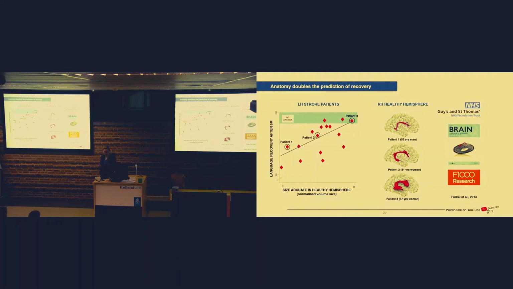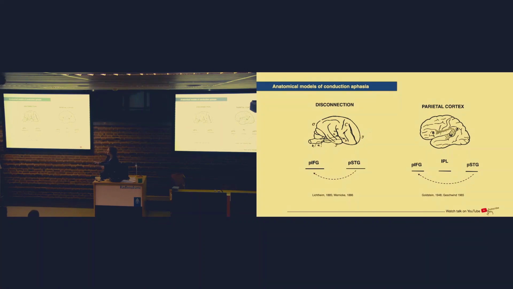Now, we were also interested in the classical disconnection syndrome, which is conduction aphasia. You've seen it on the Wernicke slide. Broca's and Wernicke's are connected by the arcuate. Those patients can articulate, they can understand, but what they can't do is repeat what they heard because the connection between the two is interrupted. Initially, that was the model. So you have the inferior frontal gyrus, you have the posterior temporal gyrus, you have the arcuate connecting it, and if you damage the arcuate, those patients can't repeat.